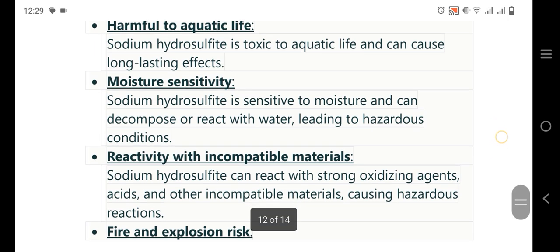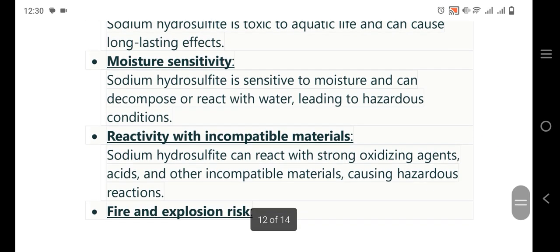The next one is moisture sensitivity. Sodium hydrosulfide is sensitive to moisture and can decompose or react with water, leading to hazardous conditions. When exposed to moisture, it can undergo a decomposition reaction, releasing heat and potentially leading to the formation of hazardous byproducts. Moisture can accelerate the decomposition of sodium hydrosulfide, reducing its stability and shelf life.